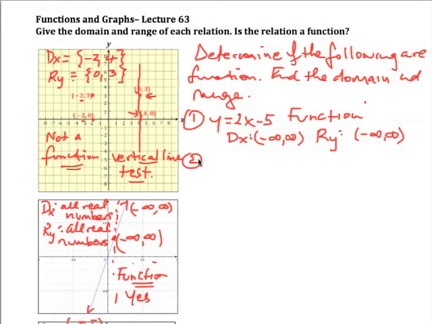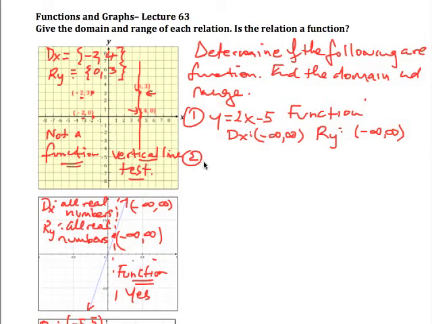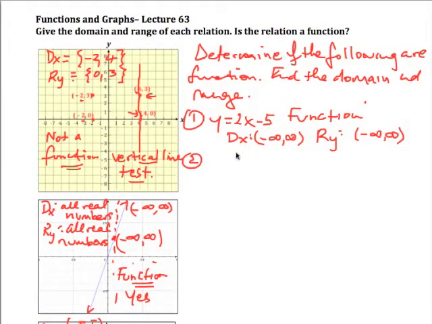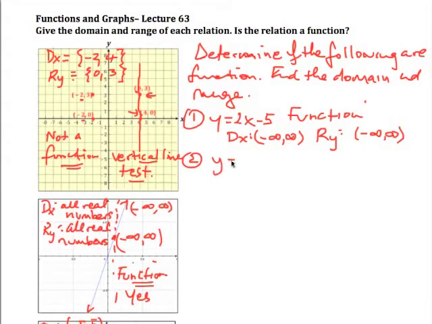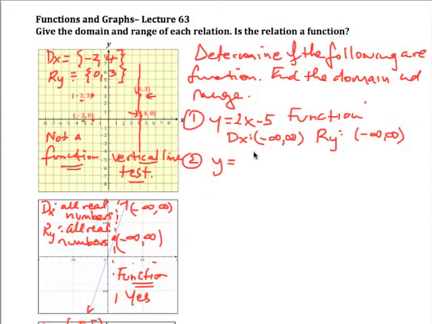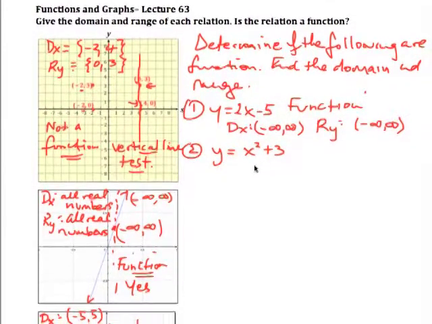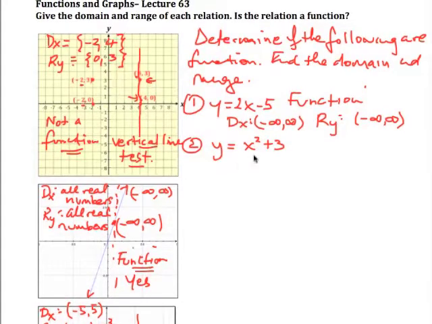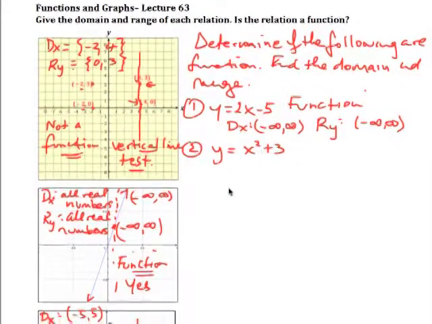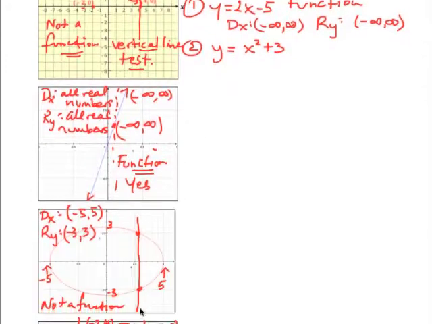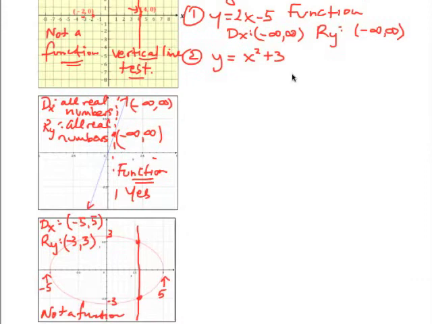Right, what about y equals x squared plus 3? Right, so for this one here, of course, this looks very similar to what we had down here. It's a parabola of sorts here.